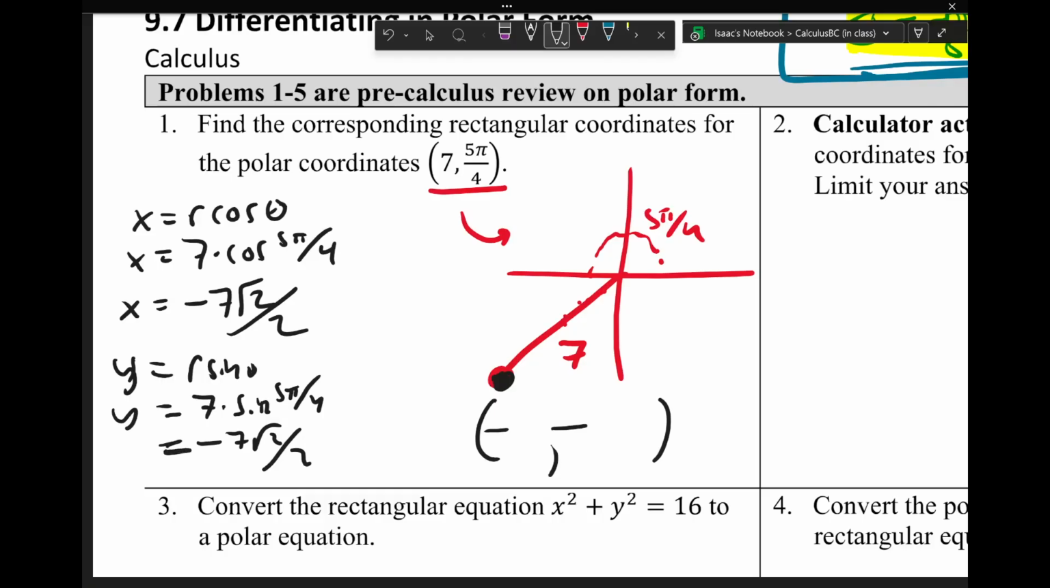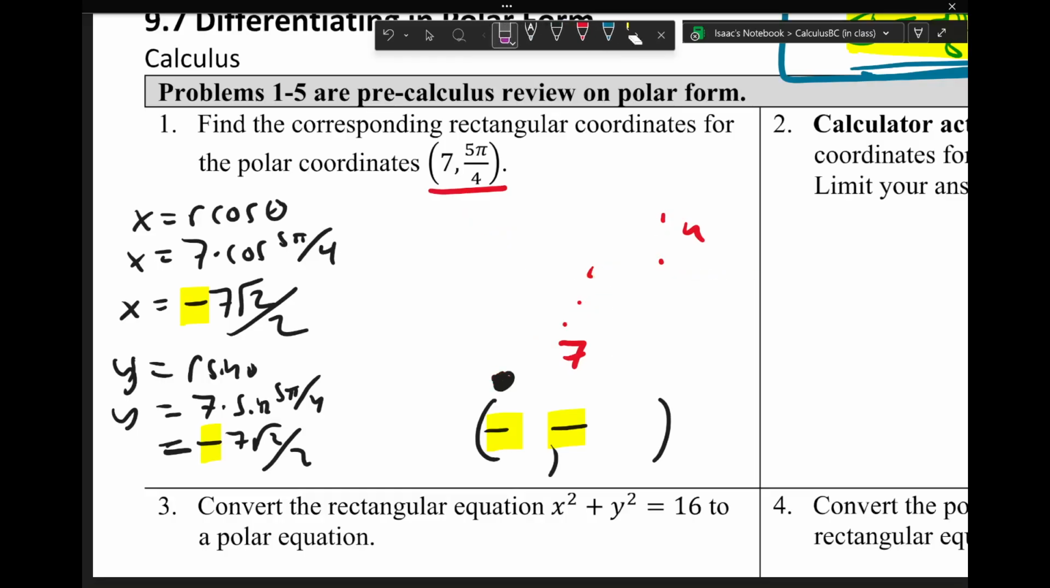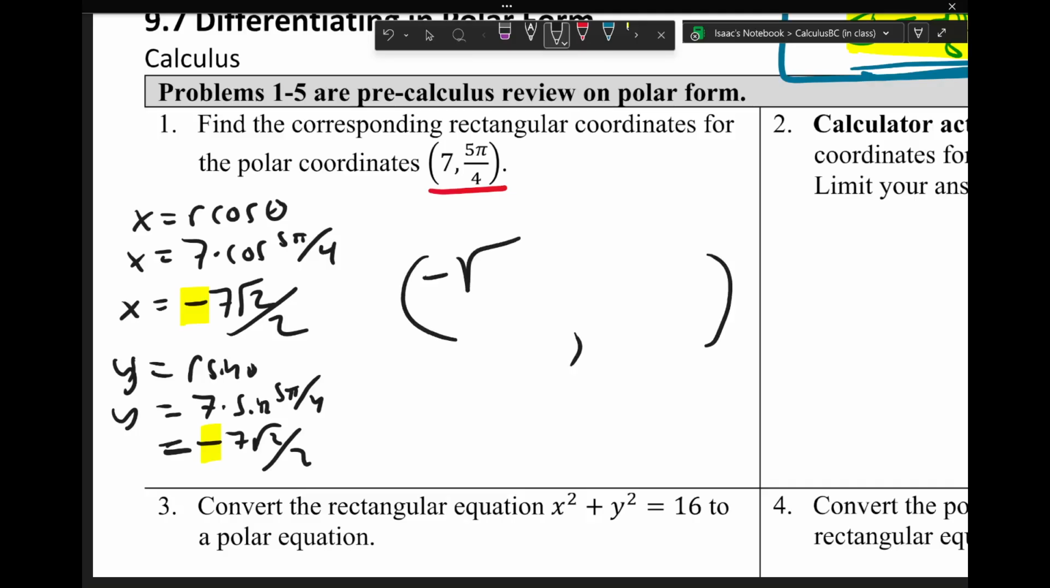Again, this is where I think that thinking about where this point would land helps you remember that both of these are negative. That might help you catch some of your unit circle mistakes. But otherwise, like, picture is not really necessary. So when r is 7 and the angle is 5 pi over 4, x comma y is negative 7 square root of 2 over 2, comma negative 7 square root of 2 over 2.